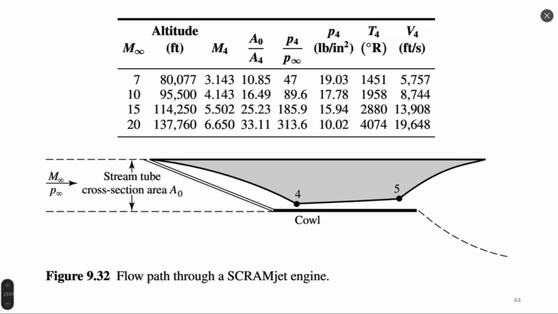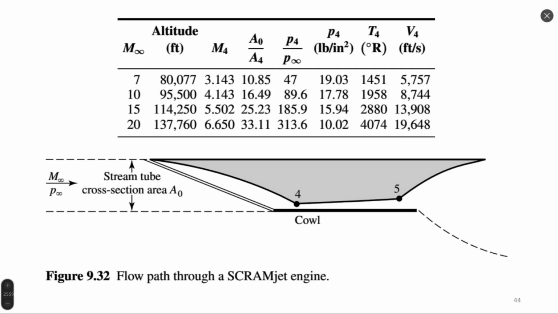Here in figure 932, we see a simplified sketch of such an engine. Such an engine has several parts. First, the isentropic diffuser where flow is compressed from infinity to 0.4. Then there is a combustion chamber, a quite long combustion chamber, usually from 0.4 to 0.5.